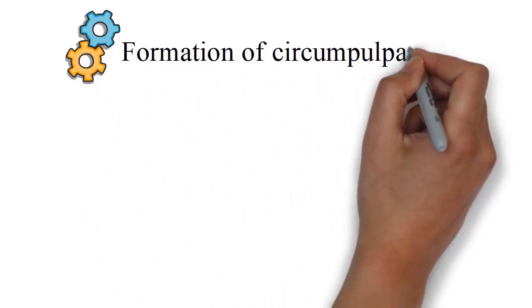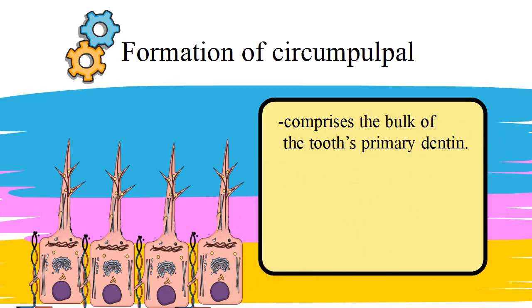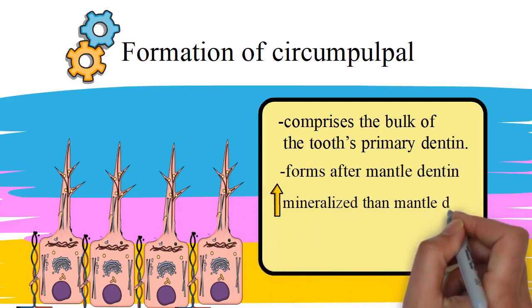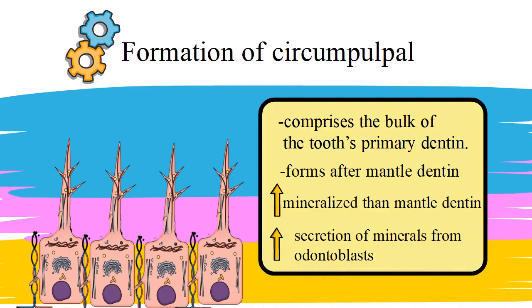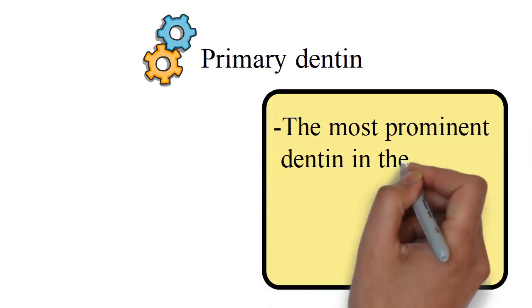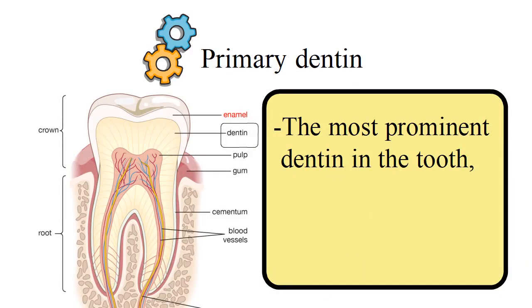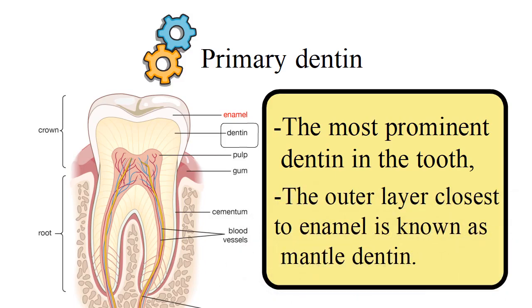Now let's go to formation of circumpulpal dentin. Normal circumpulpal dentin directly underlies mantle dentin and comprises the bulk of the tooth, the primary dentin. Circumpulpal dentin forms after mantle dentin, and is more mineralized than mantle dentin because of more secretion of minerals from odontoblasts. And now the primary dentin. The most prominent dentin in the tooth lies between the enamel and the pulp chamber, near the dentino-enamel junction. The outer layer closest to enamel is known as mantle dentin.